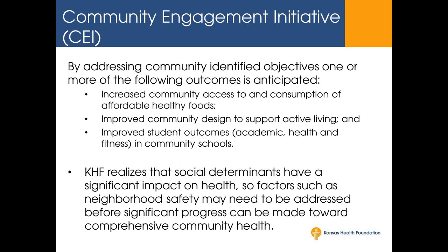So there are three overarching objectives. And so by addressing community-identified objectives, one or more of the following outcomes are anticipated. And that's increased community access to and consumption of affordable, healthy foods, improved community design to support active living, and improved student outcomes in community schools.